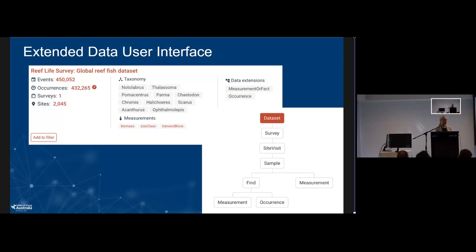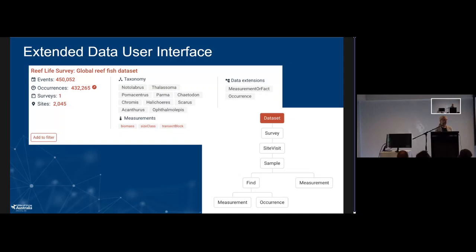So we've got this visualization here of the overarching data set, which contains a survey which comprises several site visits where samples take place, and then a sample can have measurements associated with it, and it can have occurrences with measurements associated with the occurrences. You can also see through this interface the ratio of events to occurrences to sites, the taxonomic coverage, and the types of measurements that are available with each data set.